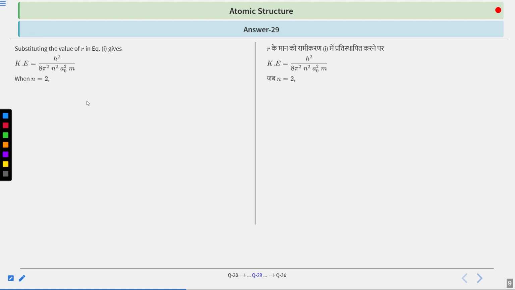We have to calculate for the second orbit, so n is equal to 2. Therefore, your kinetic energy will be h square by 8 pi square 2 square a0 square m, which is finally h square by 32 pi square a0 square m, where m is your mass. Clear? The particle that we are dealing with. So this was our solution. Now moving on to the next question.